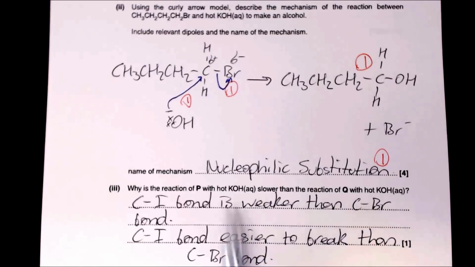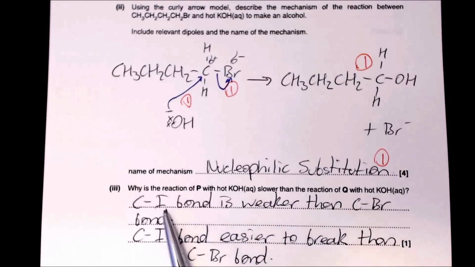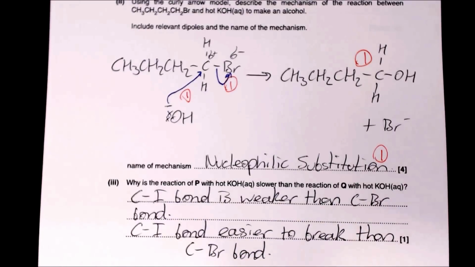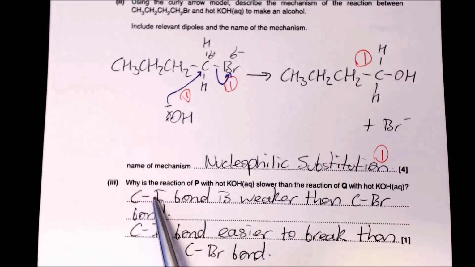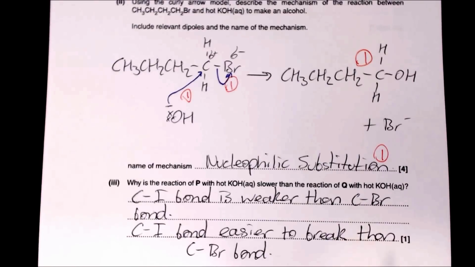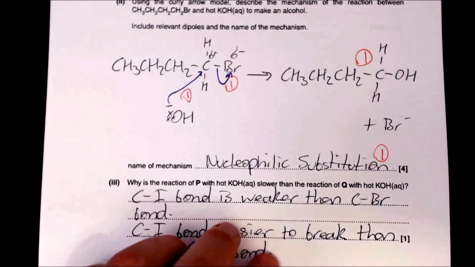you say that the CI bond is weaker than the CBr bond. That's because the iodine atom is a lot bigger, and the attractive forces between the shared electrons in the bond and the nucleus of the iodine is a lot weaker, so therefore the bond is a lot weaker, and therefore it's easier to break. So you need to include both of them points to get that mark there. Okay, right, so on to the next part of the question.